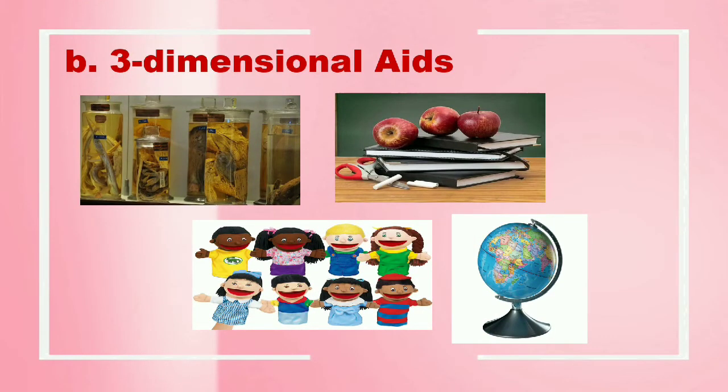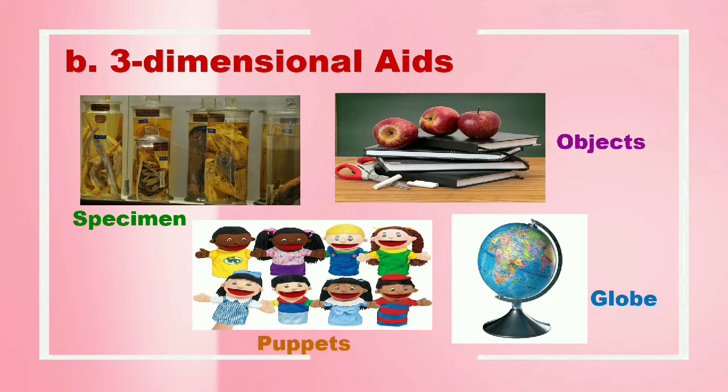Three-dimensional aids. These are nearest to living experiences. These aids, such as models and mock-ups, are replicas or reconstructions of the real thing. They are contrived experiences where reality is altered or simplified for teaching purposes. So here are the examples of three-dimensional aids. Specimen, objects, puppets, and globe.